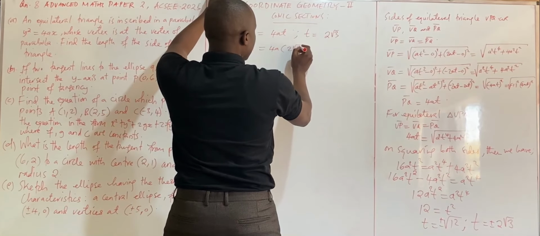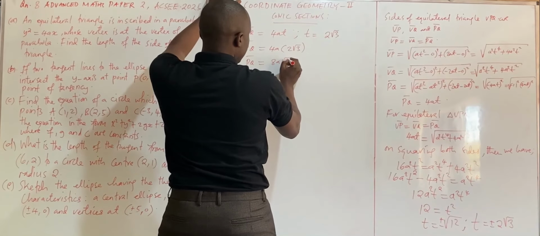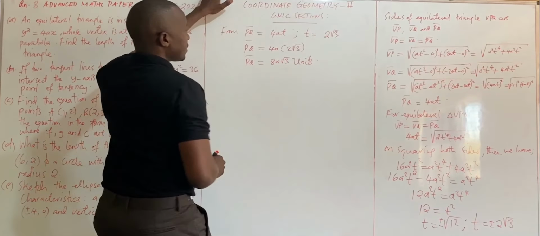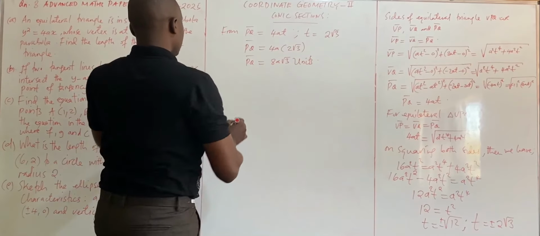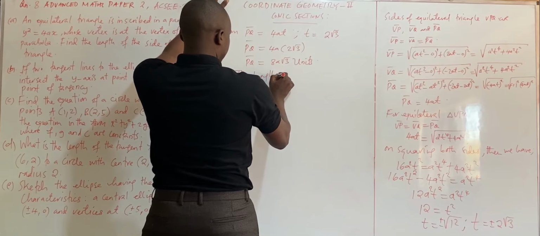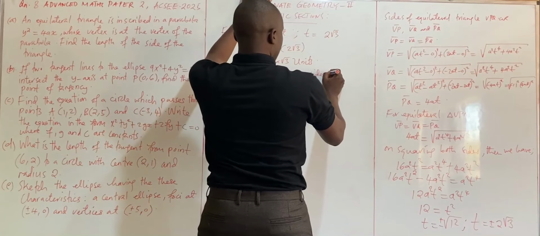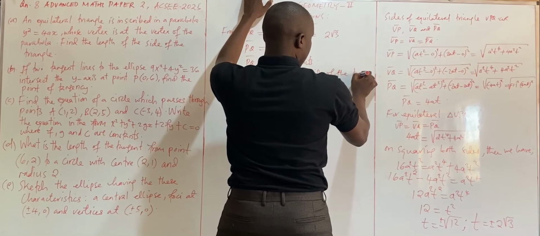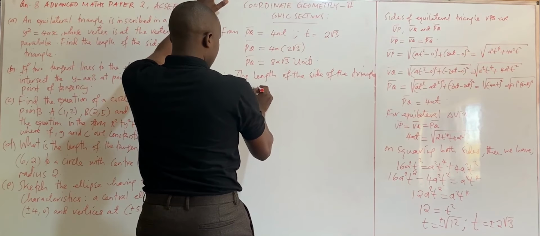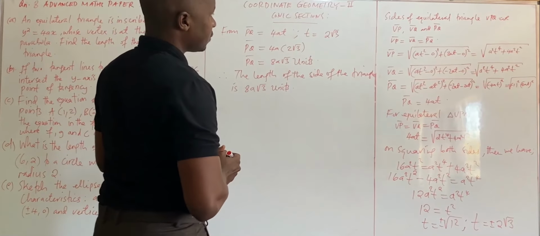Now t is 2 the root of 3. So we end up getting PQ equals 8a the root of 3. So here now, we say this will be the length of that equilateral triangle. Therefore, the length of the side of the triangle is 8a the root of 3 units. So that will be now the answer.